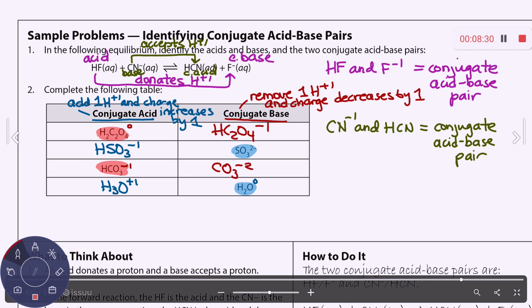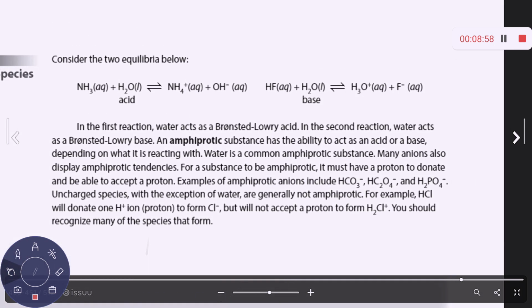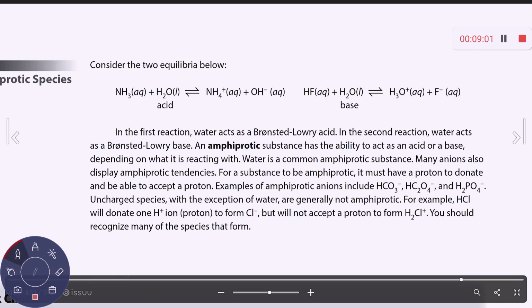Okay, last page. On the last page, we're going to talk about substances that act as both acids and bases. So these are called amphiprotic substances. Water is the most common. Let's go over here. I'm going to highlight water in both of these reactions. On the left, water is acting as an acid. On the right, water is acting as a base.